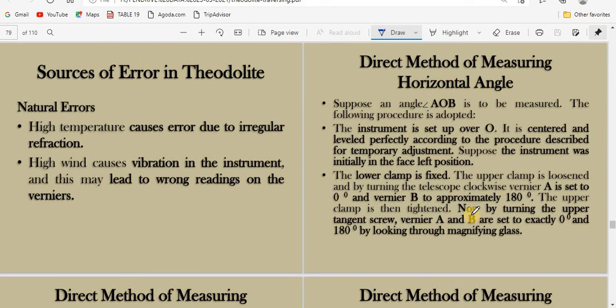So good morning everyone. As you all know, we have started with our new chapter, that is theodolite survey, and in the last class we have completed till the temporary adjustment of your theodolite. Today we are going to start with the methods related to your theodolite: how you can measure your horizontal angle as well as your vertical angle. After that we will see the permanent adjustment of your theodolite, and lastly the various sources of errors that can occur in theodolite.